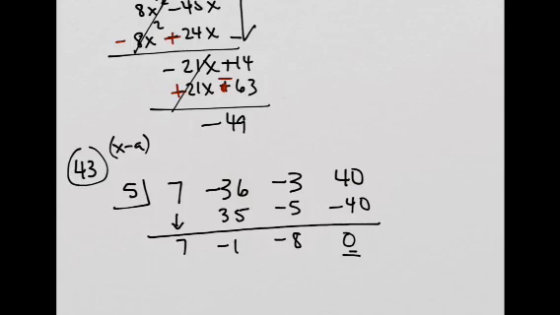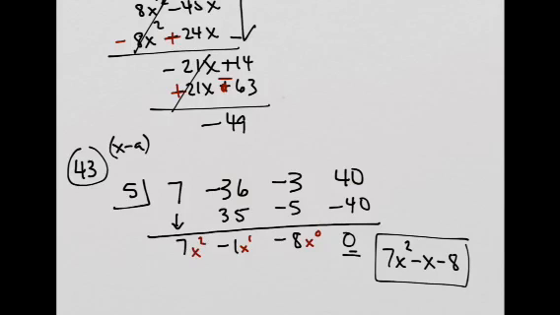And then you count backwards starting from 8. So this would be x to the 0, x to the first, x squared. And then your answer would be 7x squared minus x minus 8. So that's the quotient.